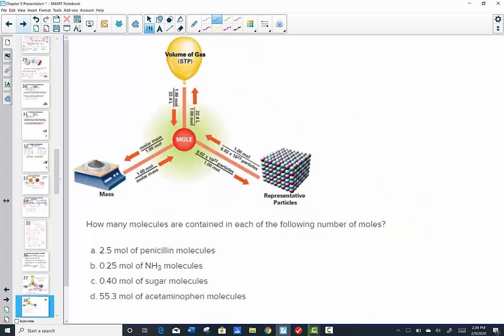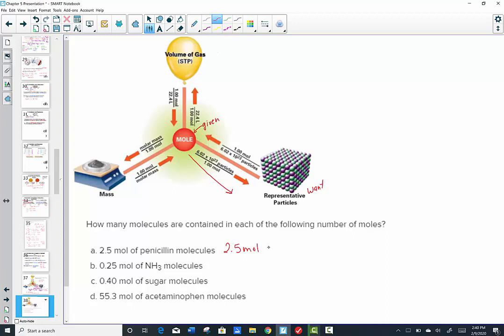Here's some practice with that very skill. How many molecules are contained in each of the following moles? We are given the mole. We want the individual particles. You will literally trip over your conversion factor: heading out of the mole to the individual molecules means to multiply by Avogadro.